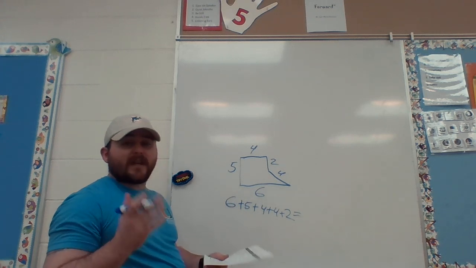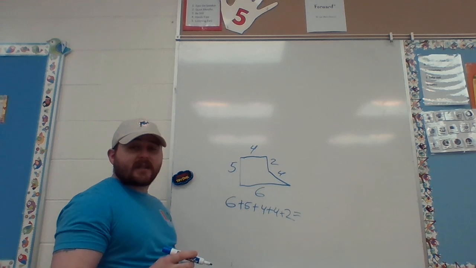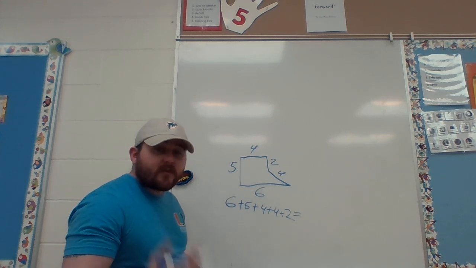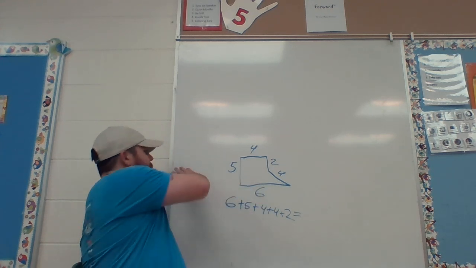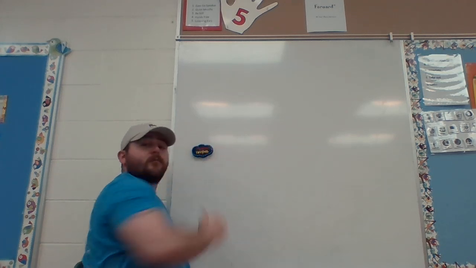And really, you can do that with any of them. Like for a square, you could do 6 plus 6 plus 6 plus 6. I just find it to be more simple if you do 6 times 4. So that's perimeters. I'll let you guys work on the other shapes, get more practice.